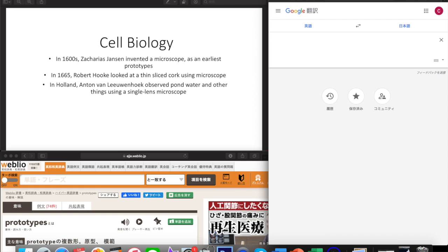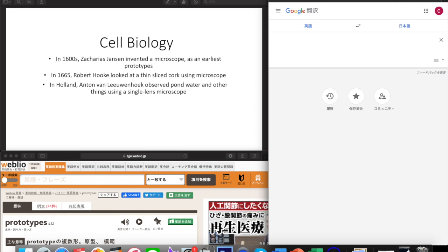So I have to ask you about how cells are observed. What do we use to observe the cell? A microscope, right? The first microscope was invented in the 1600s. Zacharias Janssen invented the first microscope.